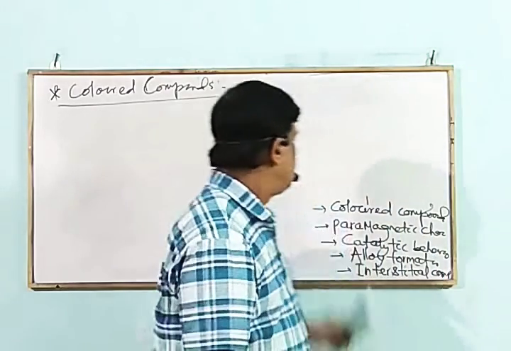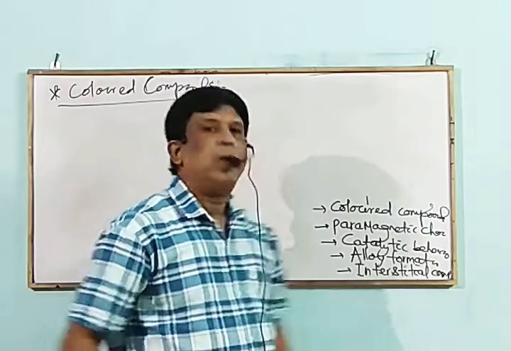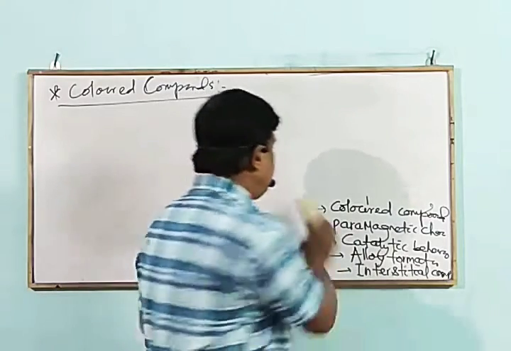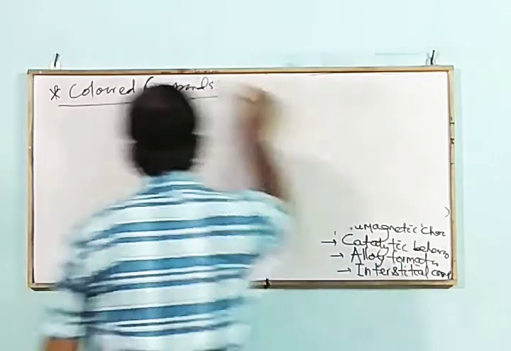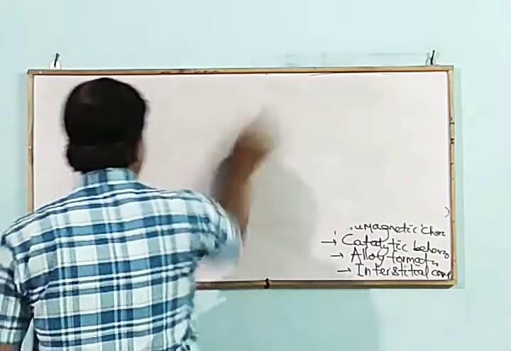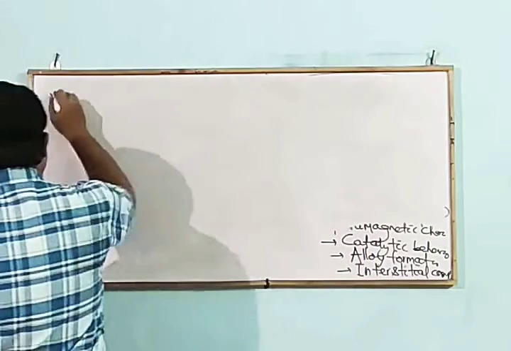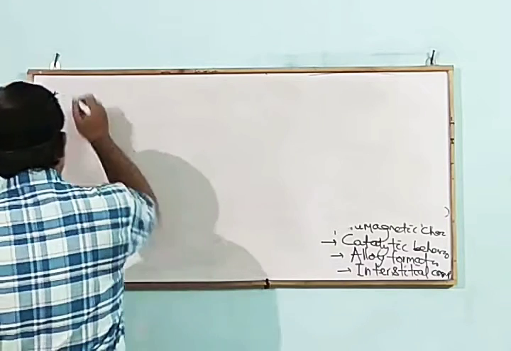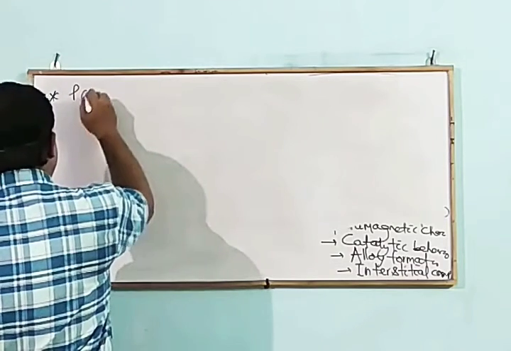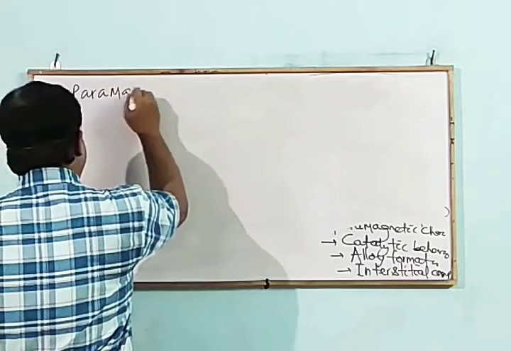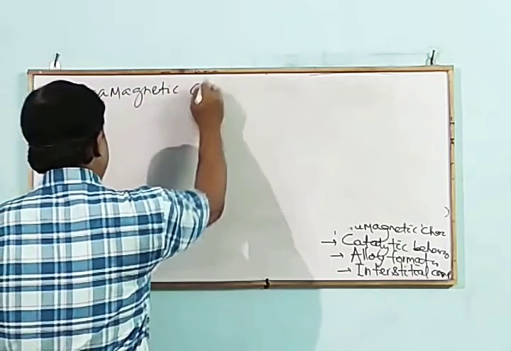Next, we switch over to another one. The next property of the transition elements is that they exhibit paramagnetic character.